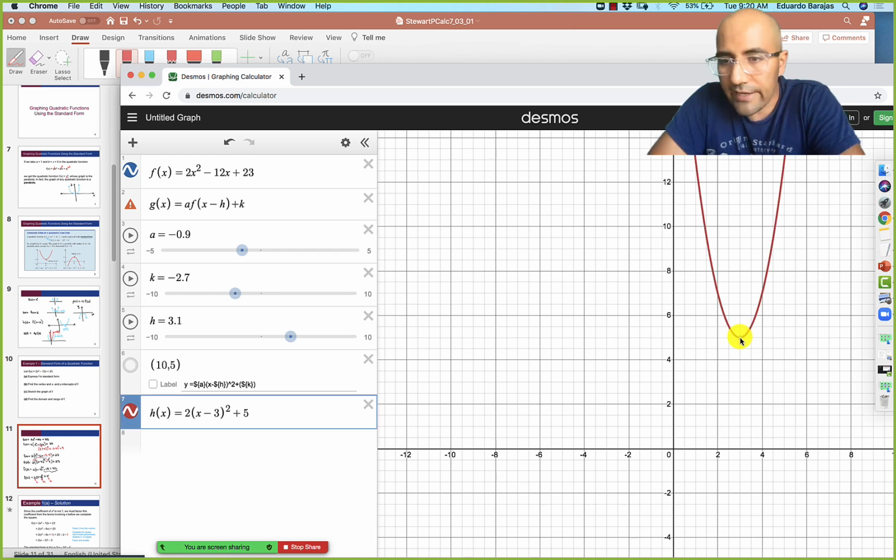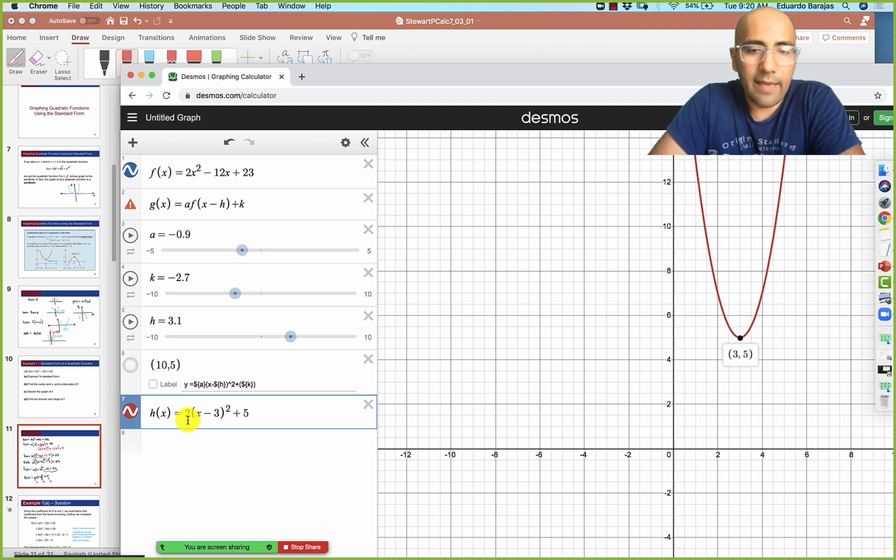And if we look at the vertex, right in here, the vertex of it is 3, 5, which is this, 3, 5. So there's the first advantage to converting this into this. We get a nice rough sketch of what it looks like. We know that it's going to be a parabola that's a little skinnier than normal because of this 2.